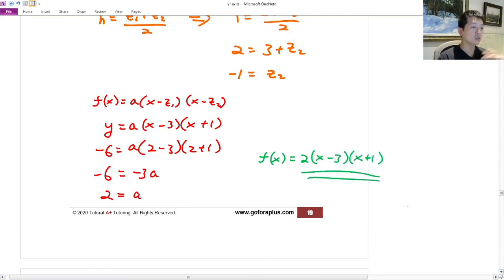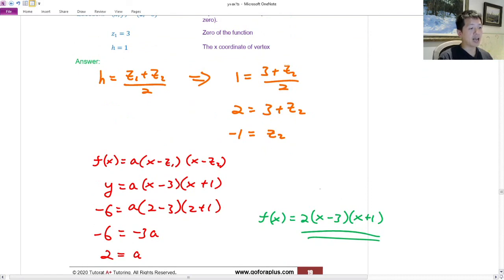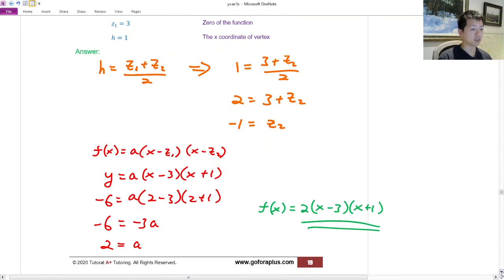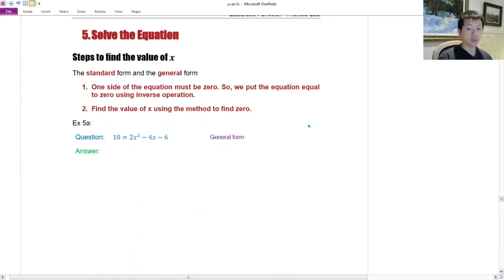Okay, you see, using the same example, you understand better because we know the answer is correct, right? So it's easier for us to figure out that my a is for sure 2, so I didn't make any mistakes. And you see the technique on how to find the equation. It's very important. Okay. Now the next one.